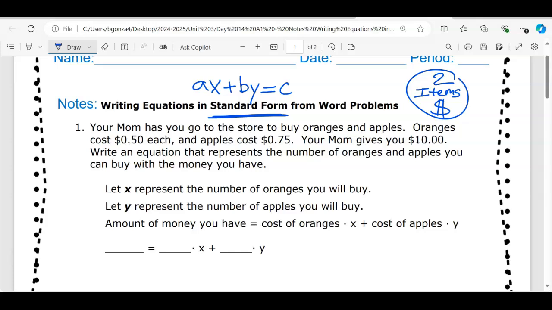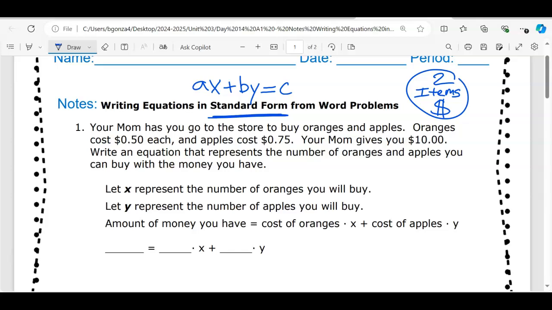So, we're going to read a word problem. Your mom has you go to the store to buy oranges and apples. Does everyone see oranges and apples are 2 items, right? So if you have 2 items, and we're talking about money, oranges cost 50 cents, apples cost 75 cents, and your mom gives you a total $10 bill. It says to write an equation that represents the number of oranges and apples you can buy with the money you have. So check it out.